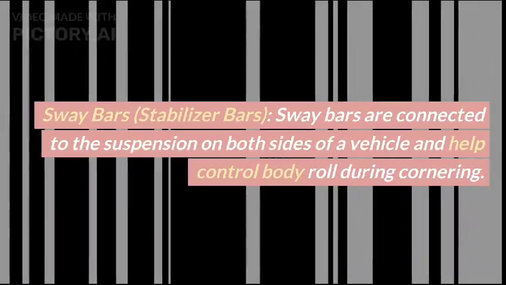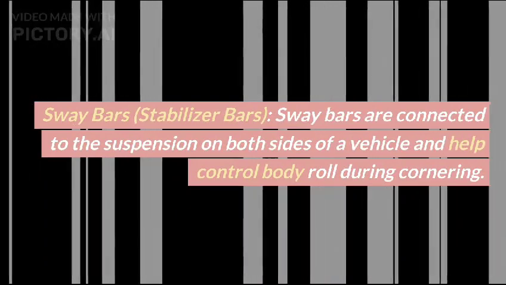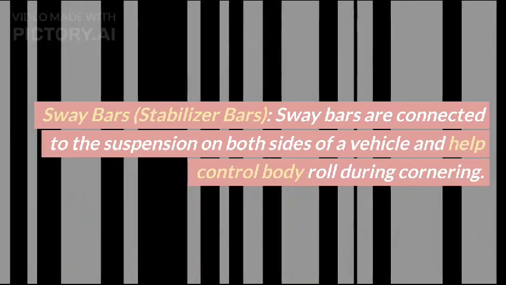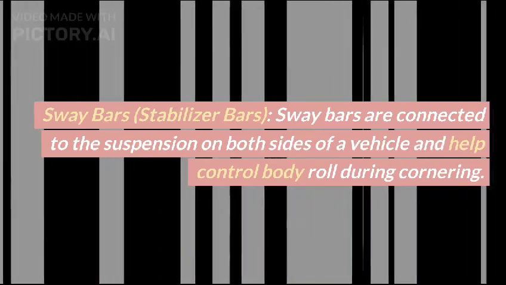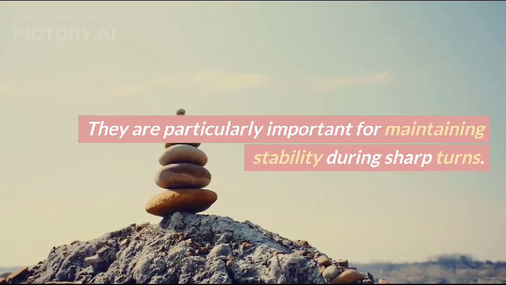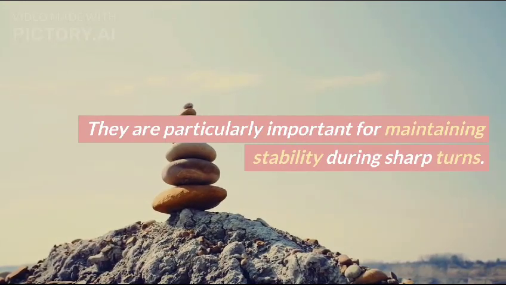Sway bars, stabilizer bars. Sway bars are connected to the suspension on both sides of a vehicle and help control body roll during cornering. They are particularly important for maintaining stability during sharp turns.